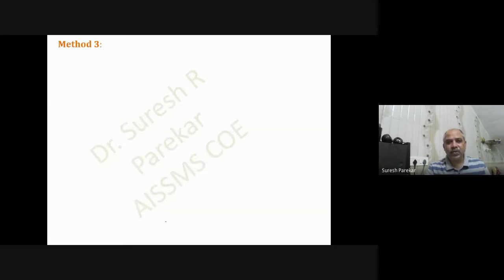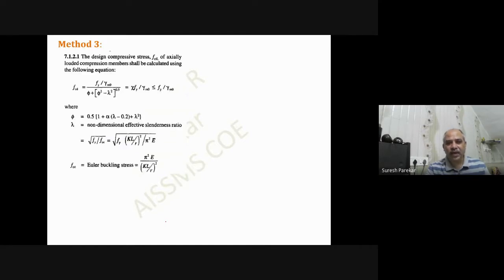Now we will switch over to method 3, in which we are going to find the values by using this formula of fcd, that is Fy upon gamma m0. So this formula we are going to use. We first have to find lambda, then we have to find phi, and then we are in a position to substitute values in this equation, and then Fy upon gamma m0 gives me the fcd value.